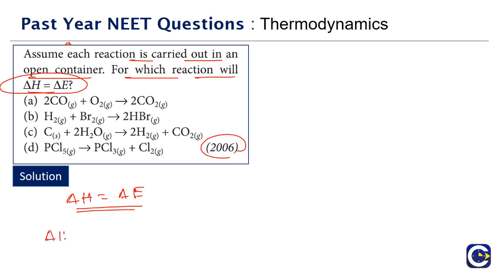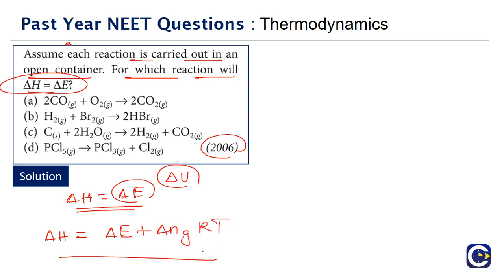What is the relation? Delta E, we can also call it as what? Delta U. E or U represent what? They represent the internal energy. So what is the formula? Delta H is equal to delta E plus delta Ng into RT. This is the relation between the enthalpy change and internal energy change for a chemical reaction. Delta H will be equal to what? Delta E plus del Ng RT.